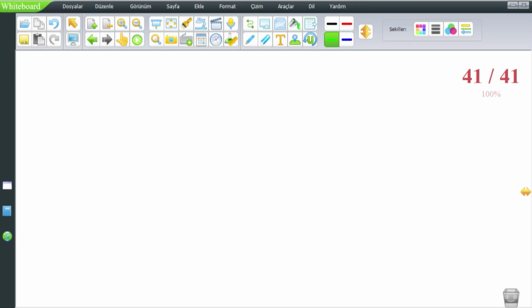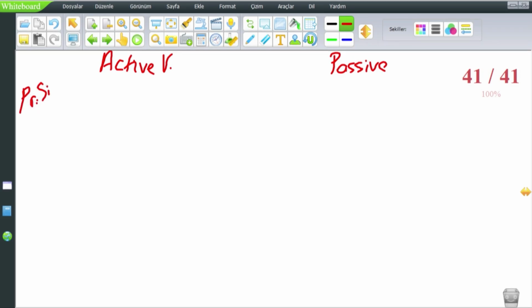Now, I want to give an example, the same sentence, but we will write it in different tenses. For example, here will be active voice. Here will be passive voice. And I will start with present simple. I plant trees.